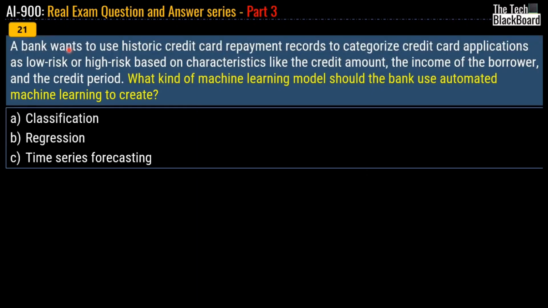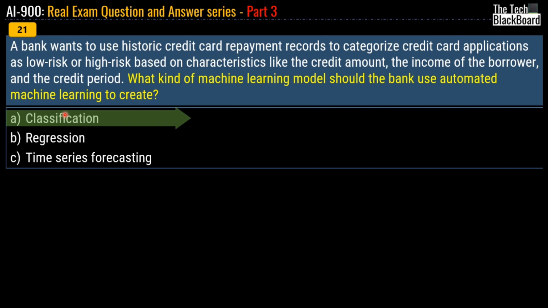Quickly moving to question number 21. It says that a bank wants to use historic credit card repayment records to categorize credit card applications as low risk or high risk based on characteristics like credit amount, the income of the borrower, and the credit period. What kind of machine learning model should the bank use automated machine learning to create? Your options are classification, regression, or time series forecasting. And the correct answer for this question is option A, classification.